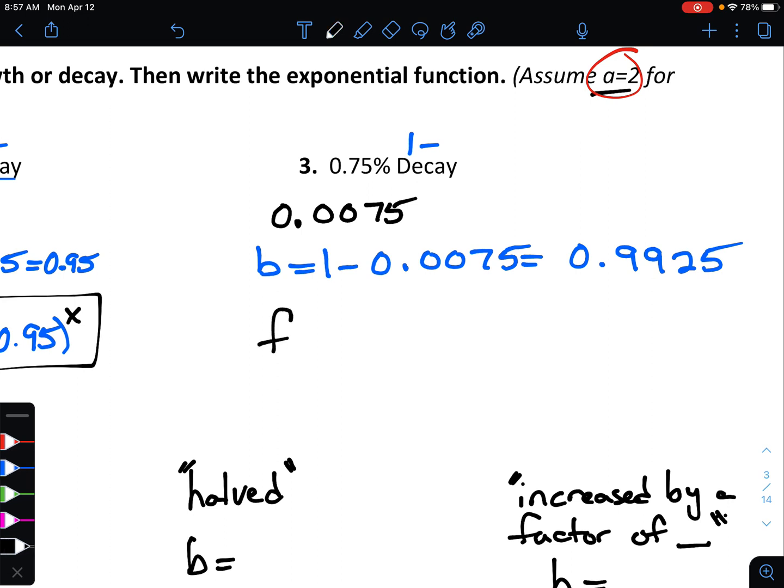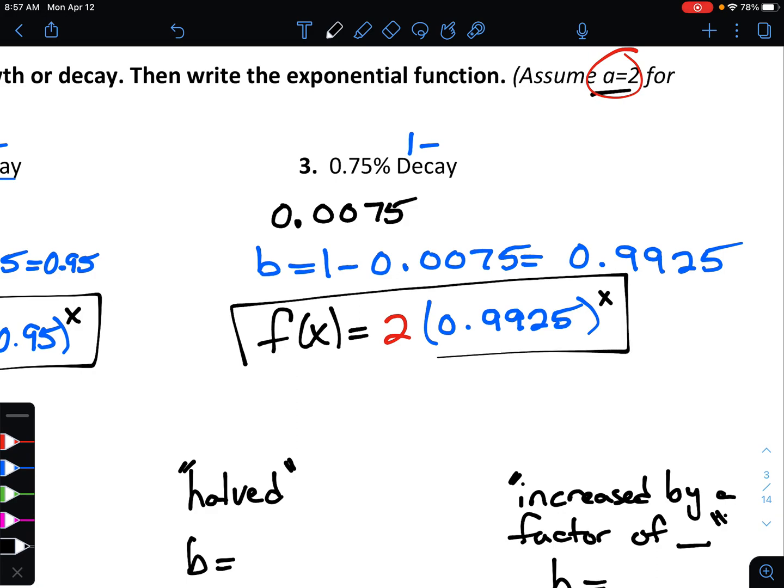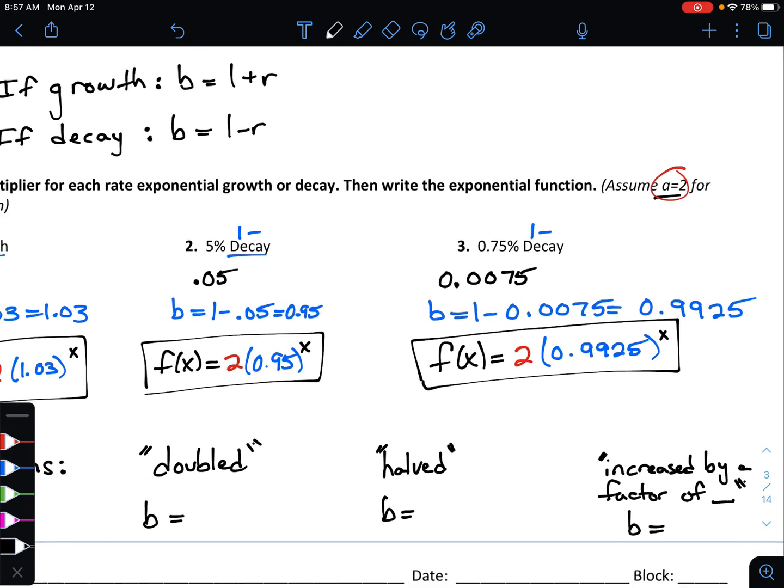So then putting that into an exponential function, again, we'll keep the initial value the same for these problems. But let's go ahead and write up what our new base is. So 0.9925. I'm going to put that all inside of parentheses to the power of x, and here's our exponential function.